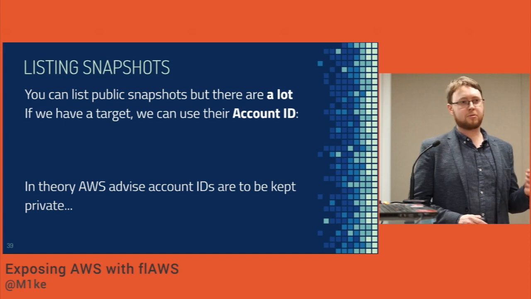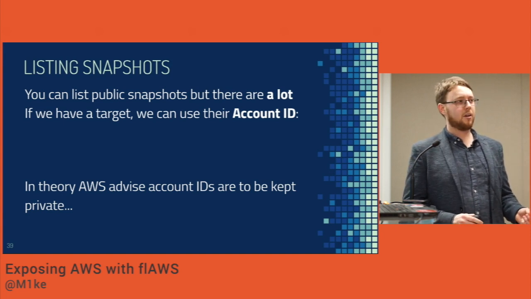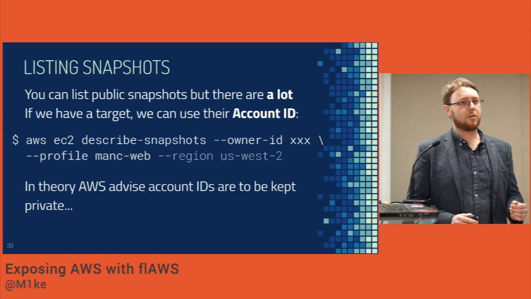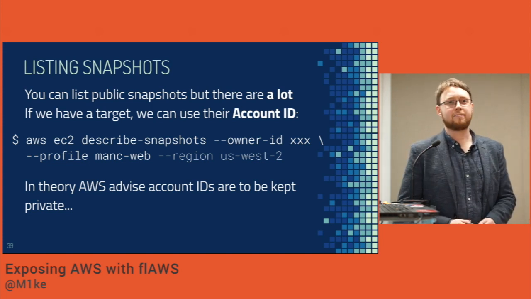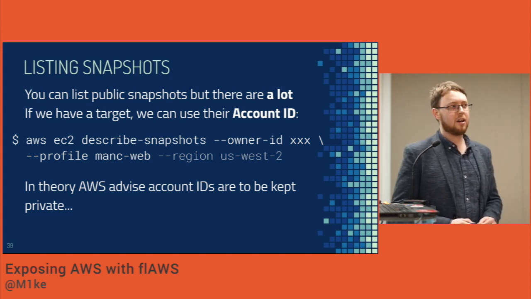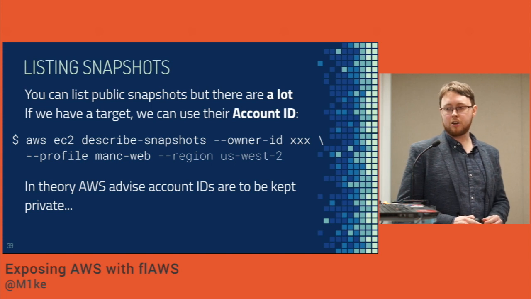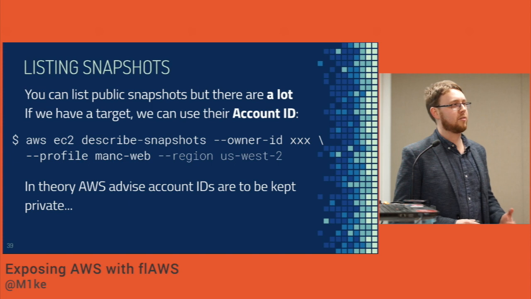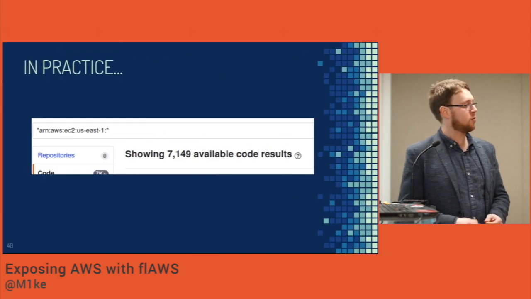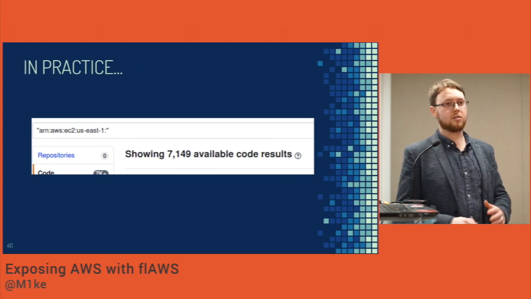But to get some specific target snapshots, let's put an example out there. You really hate your old company, and you want to hack them. So you need to find their account ID. Now, AWS say that account IDs are private. So if you know the account ID of a particular company and want to find all their snapshots, you can run this command with their owner ID in the place of XXX, and you get all their snapshots. But again, their account IDs are private.